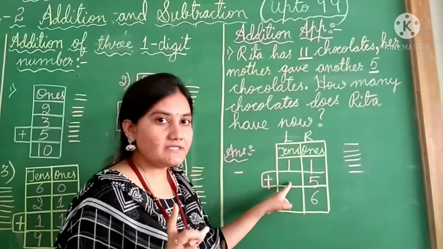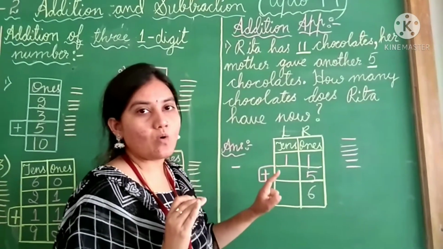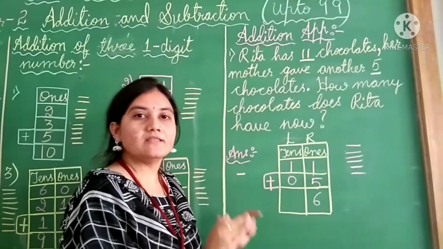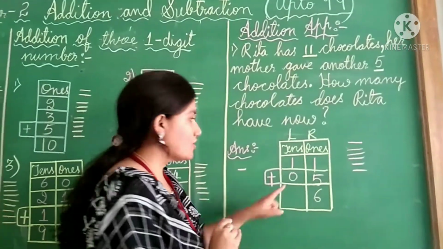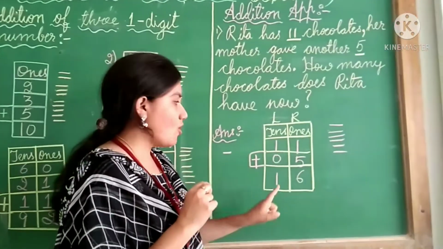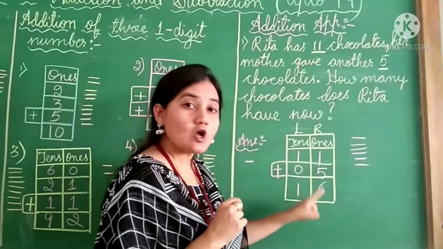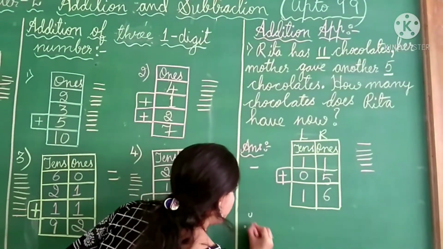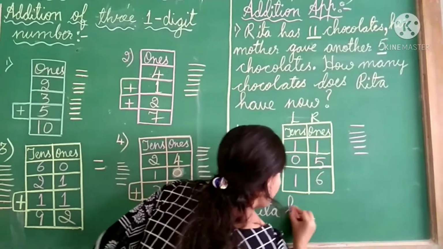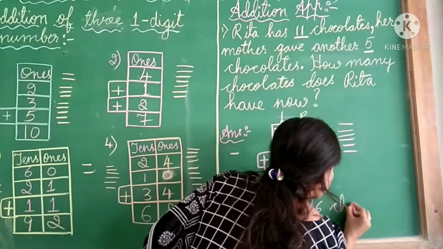Next number, is any number there, children? No. So what will we consider? 0. Okay? We'll consider it as 0. If no number, then we'll consider it as 0. So 1. So the answer will be 1 here. So how many chocolates in total does Rita have now, children? 16 chocolates. See here. Therefore, Rita has 16 chocolates.